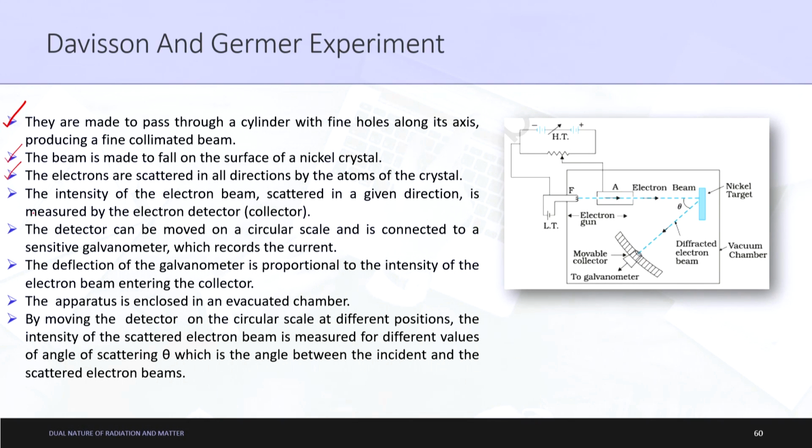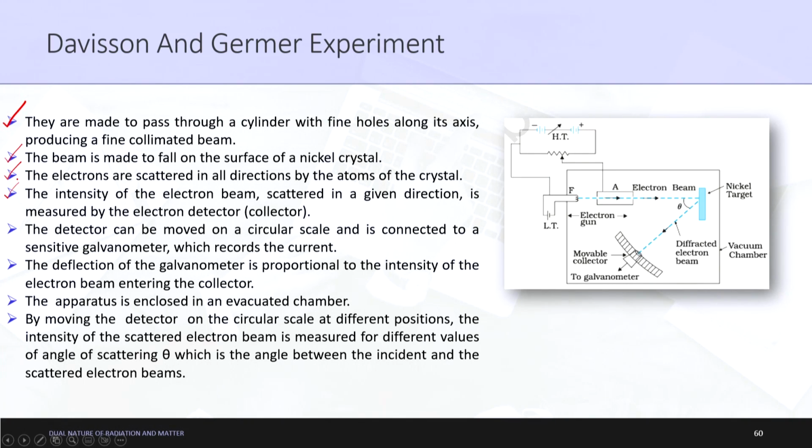So the intensity of the electron beam scattered in a given direction is measured by the electron detector. As the name suggests, an electron detector means it can detect the presence of electrons. And a collector, as the name suggests, tries to collect the electrons. So basically electrons are being moved away from this location, and it finally ends up at this location. So this thing has been explained.